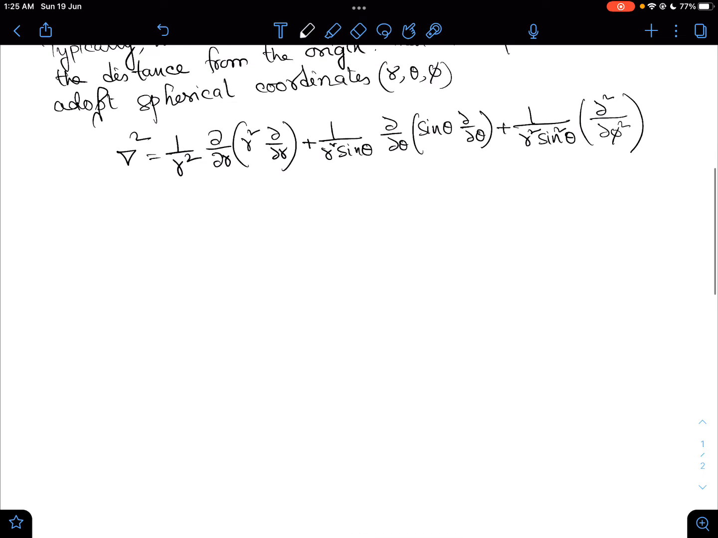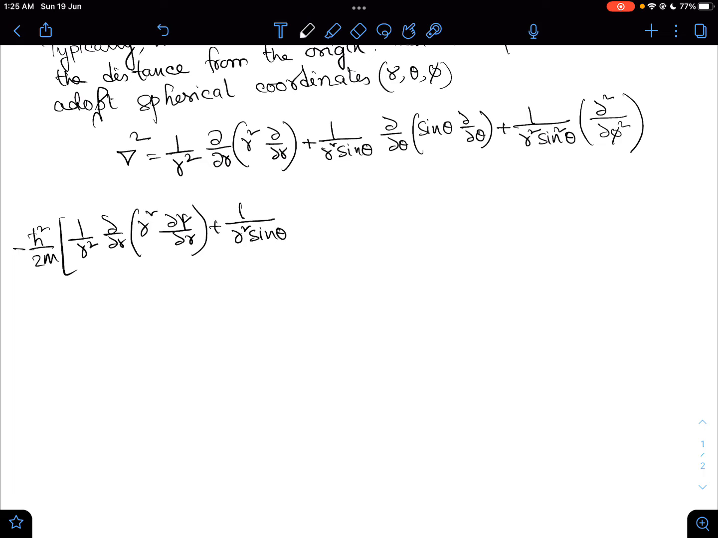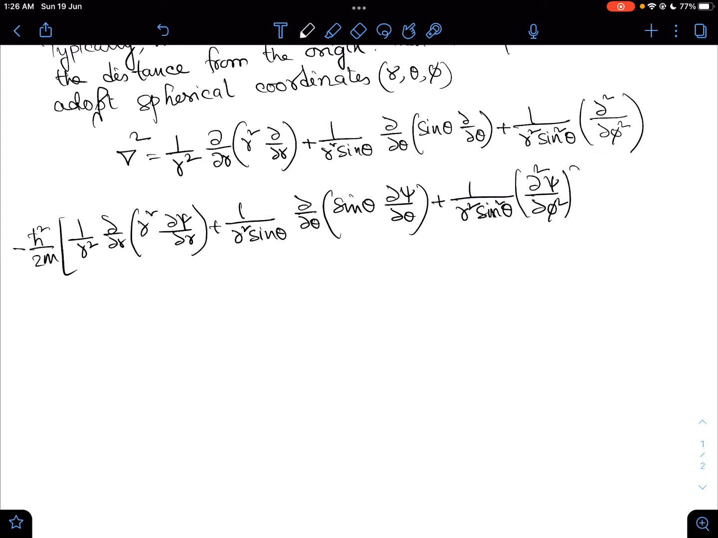So how does our Schrodinger equation look in spherical coordinates? It will look like minus ħ squared by 2m, times 1 by r squared del by del r of r squared del psi del r, plus 1 by r squared sin theta del by del theta of sin theta del psi del theta, plus 1 by r squared sin squared theta del squared psi del phi squared. So this is our first term, plus we will have our potential times psi, and in the last term we will have E psi.